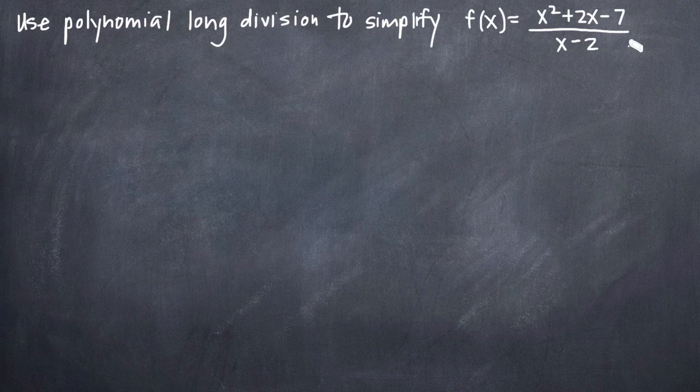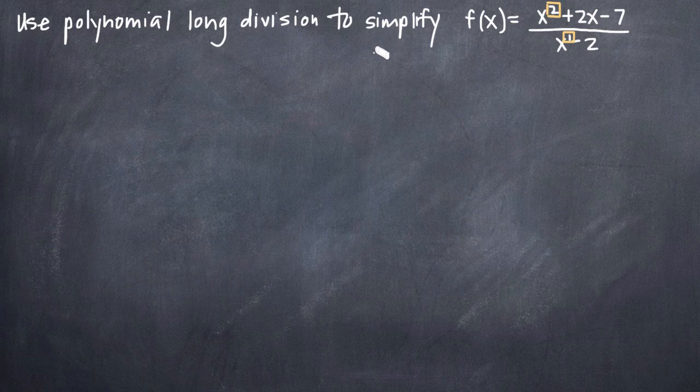polynomial in the denominator. When we have a rational function where the degree of the numerator is greater than or equal to the degree of the denominator, meaning that the largest exponent on the x variable in the numerator is greater than or equal to the largest exponent on the x variable in the denominator. In this case, the exponent in the denominator would be equal to 1, x to the first power. Here we have 2 greater than 1. Whenever the degree of the numerator is greater than or equal to the degree of the denominator, it's possible to use polynomial long division to simplify this rational function.